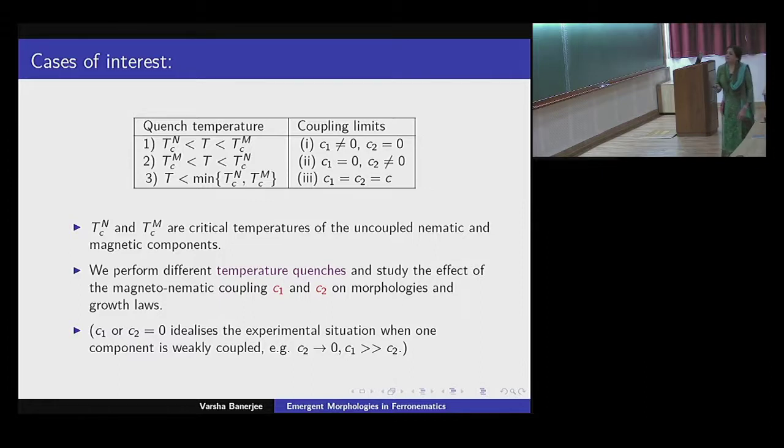And these are the different cases of interest. So you have two components, and there are the critical temperatures of these two components in their uncoupled state. Let me call them TCN and TCM. And then there are these different coupling limits: C1 equal to 0 and C2 not equal to 0, and vice versa, and when the two couplings are identical. So we perform different kinds of temperature quenches and study the effect of the magneto-nematic coupling C1 and C2 on morphologies and growth laws. And of course, these are idealistic situations, but they are typically true when the couplings are weak.